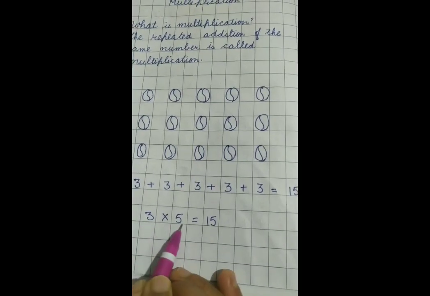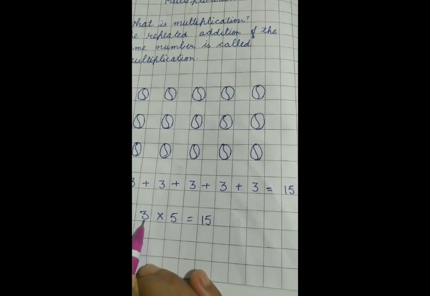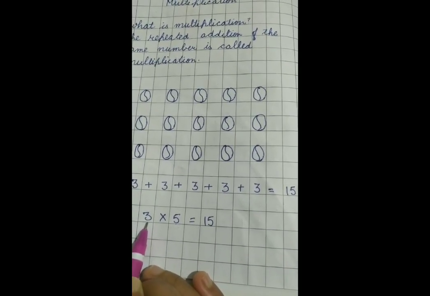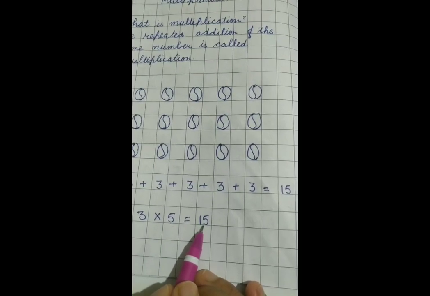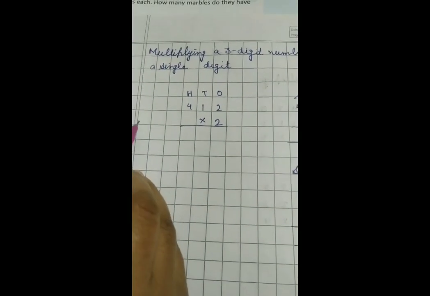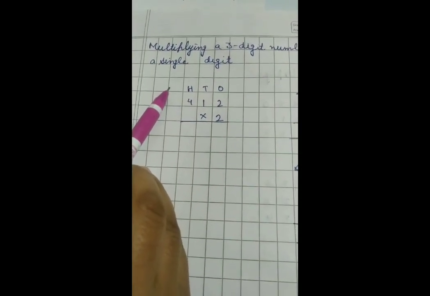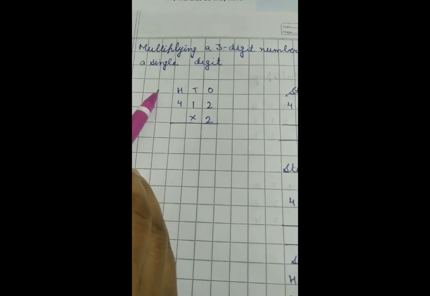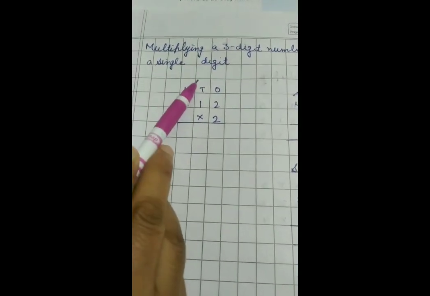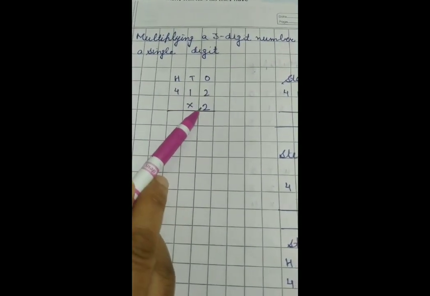Now, we have to speak the table of 3 till 5. 3 ones are 3, 3 twos are 6, 3 threes are 9, 3 fours are 12 and 3 fives are 15. So, we are getting the answer 15. Now, here, the first method we are having here is multiplying a 3-digit number by a single-digit number. The first concept is this for you. Here I will tell you how you can multiply a 3-digit number with a single-digit number.